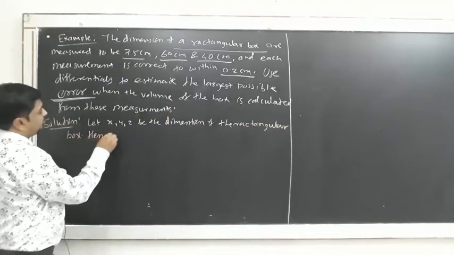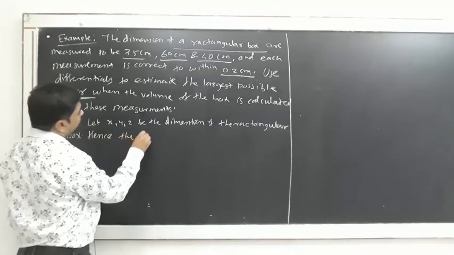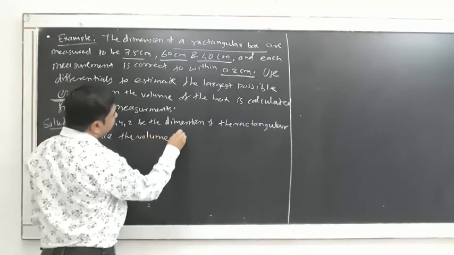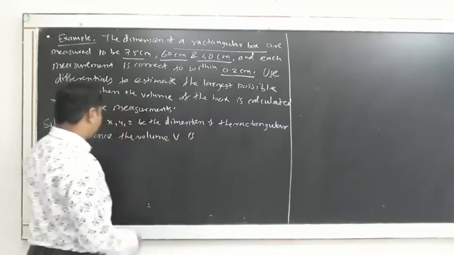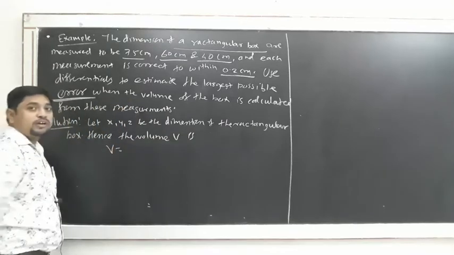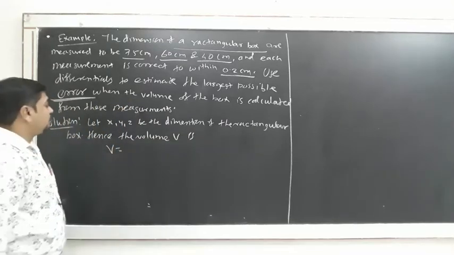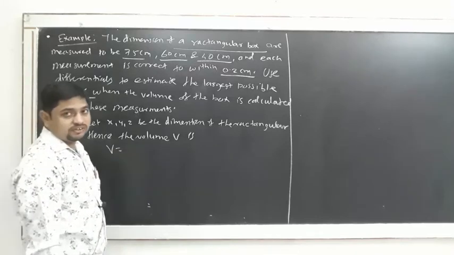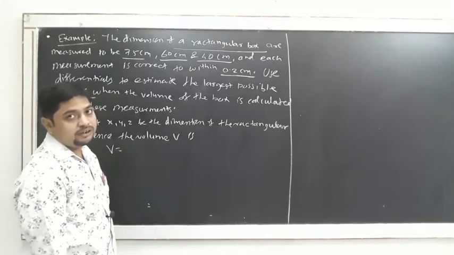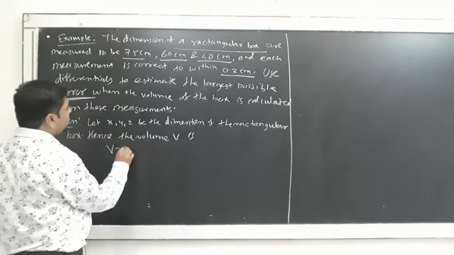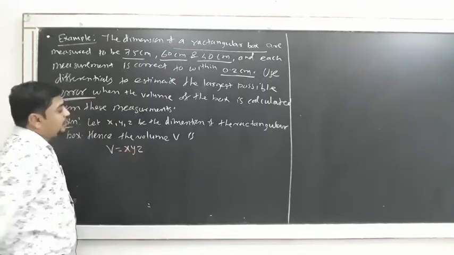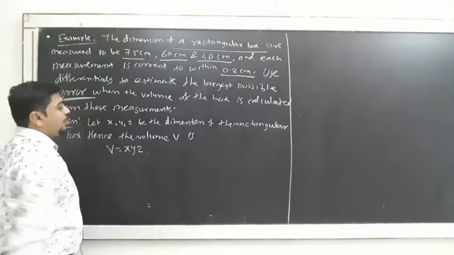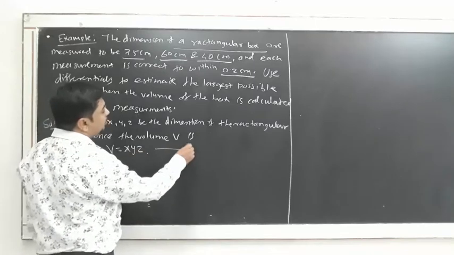Hence, the volume V is, then what is the formula for the volume of the rectangular box? It is LBH, length into breadth into height. That means here is our x, y, z. So this is our function.